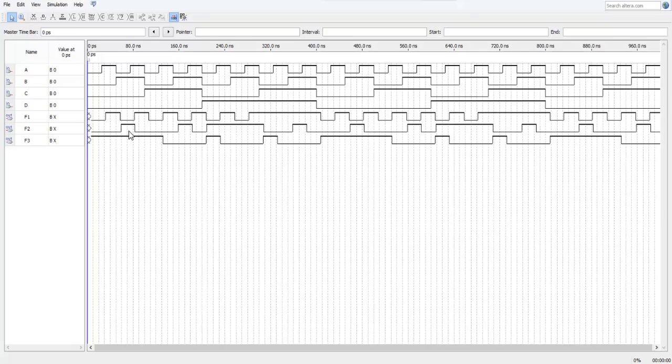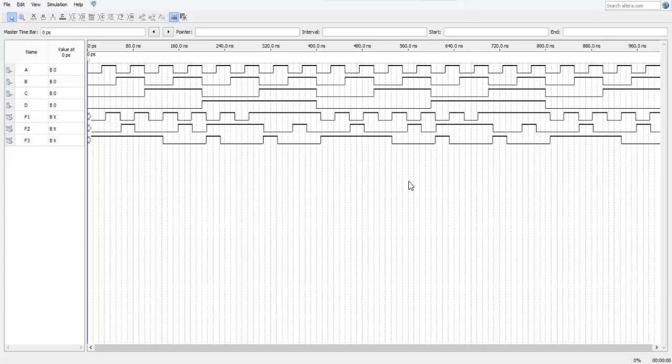A is off and B is on, or C is off and D is on. So you can see it from right here in this output waveform. Now the third function also works the same way, and it is on when A and B are off or C and D are off.